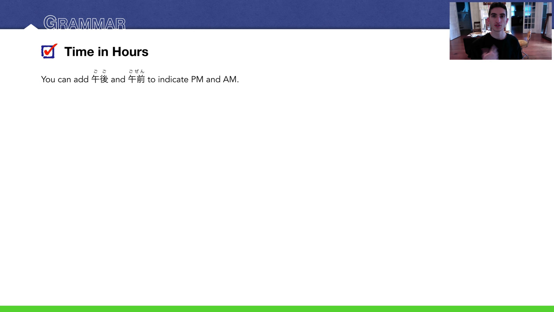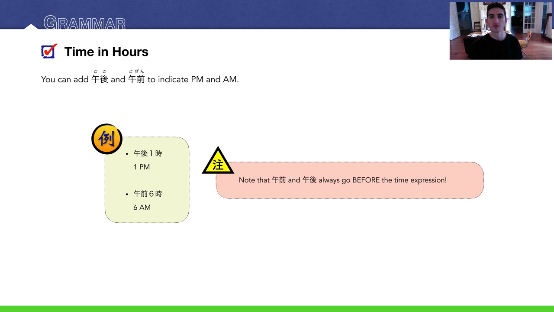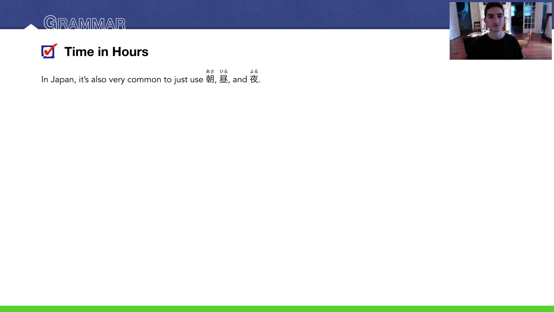All right, and then if you want to indicate PM or AM, just add gogo or gozen. And you have to add it before the time. 1 PM, gogo 1時. 6 a.m., gozen 6時. Alright. Again, note gozen and gogo always go before the numbered time expression that you want to indicate.